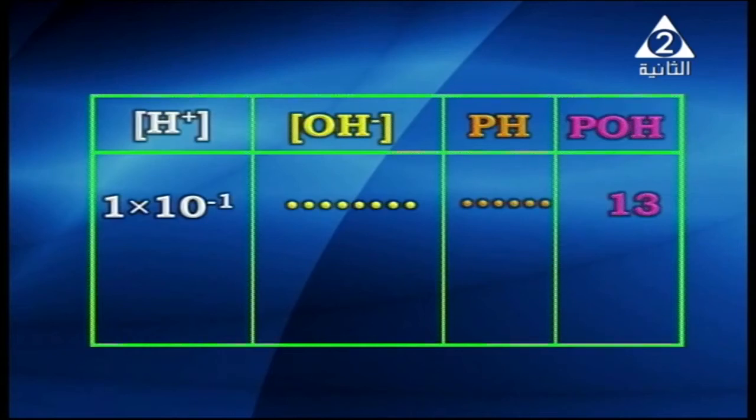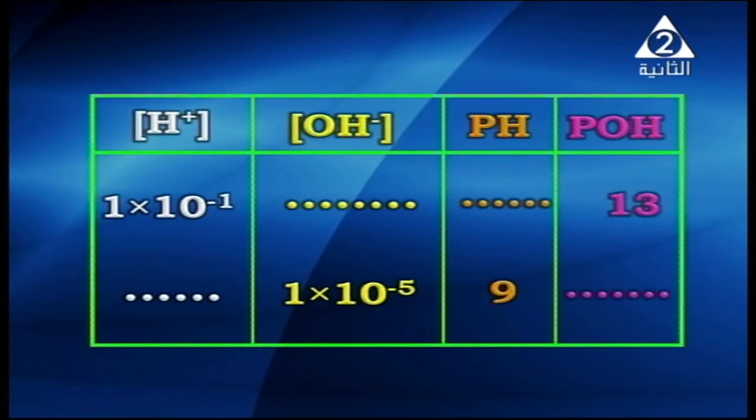Here pOH equals 13. Here, to find the concentration of hydrogen ion and the concentration of hydroxide ion, 1 times 10 to the power negative 5, and the pH of 9. And how to find the pOH. Here's the solution of this question.